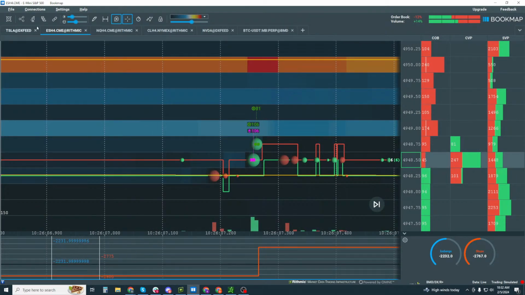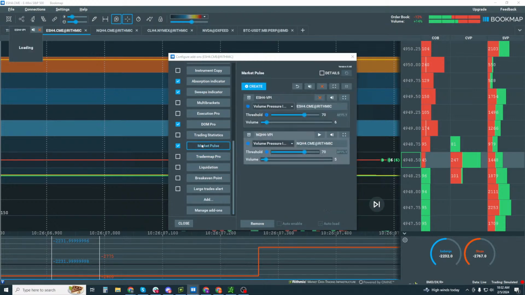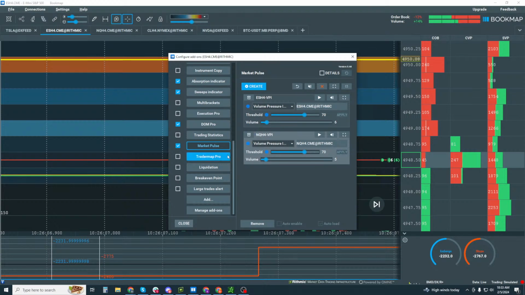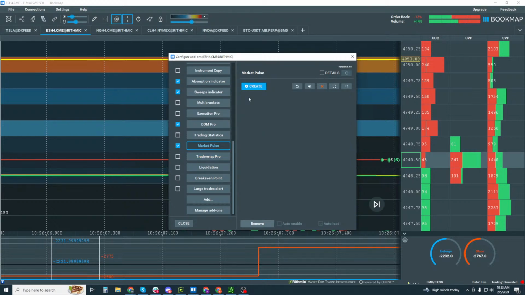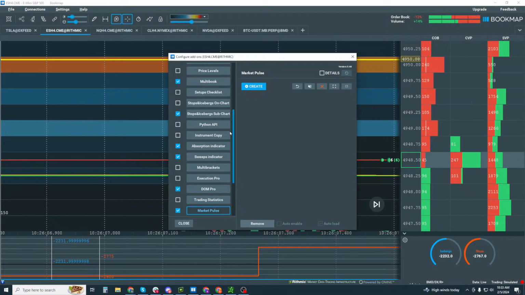Well, the next step is, I don't think I have it added in here, but would be to go through the Market Pulse. Oh, I do have it. Great. Okay, so let me show you now, and this is a great transition with sweeps and absorption. Let me take the sweeps off here for a minute. Take them all off for a moment. Okay, so we're going to show absorption.